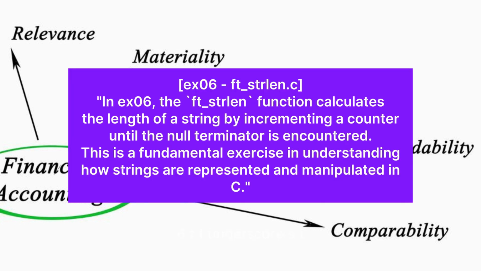X06 ft_strlen.c. In X06, the ft_strlen function calculates the length of a string by incrementing a counter until the null terminator is encountered. This is a fundamental exercise in understanding how strings are represented and manipulated in C.